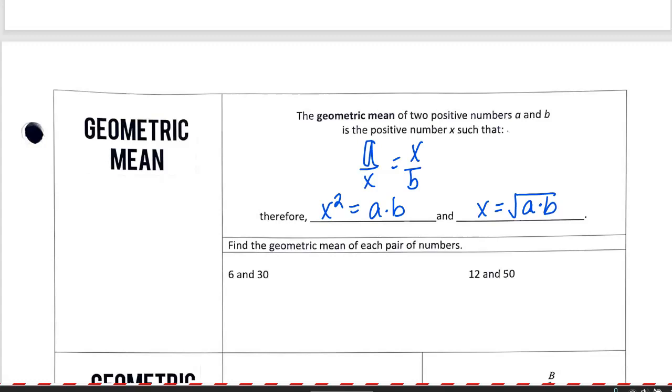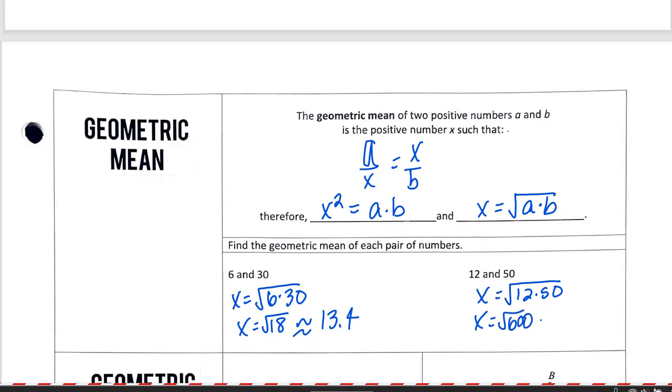So if we wanted to find the geometric mean of 6 and 30, then that means we're just taking the square root of 6 times 30. 6 times 30 is 180. And so that means it's 13.4. All right, 12 and 50, again, we're just taking the square root of both of those numbers multiplied, which is 600, and that is 24.5 when we round.